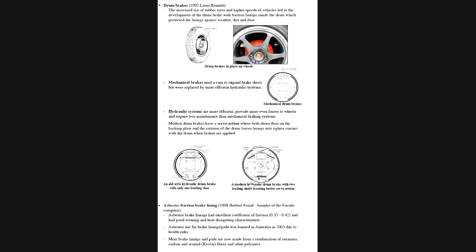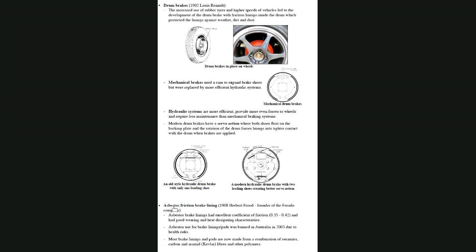So a modern hydraulic drum brake with two leading shoes, they call them leading shoes, even though this would be a leading shoe because it's going in that direction, this becomes a leading shoe too because when this is pulled on, because these are flexible, it pushes that on to the other side, and they're both called leading shoes. And it creates a much better servoing action. So that's drum brakes.